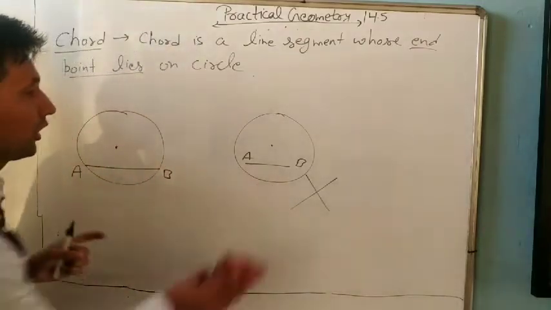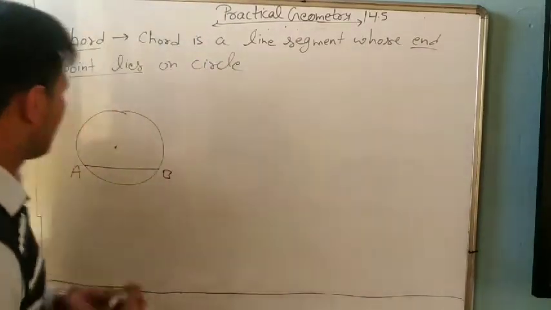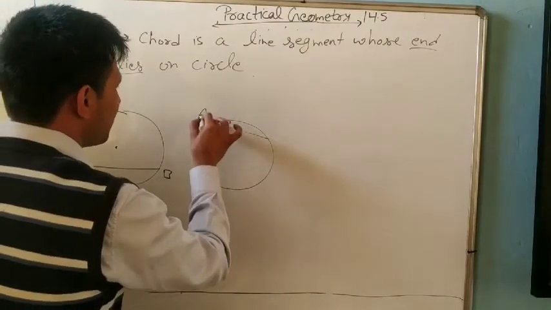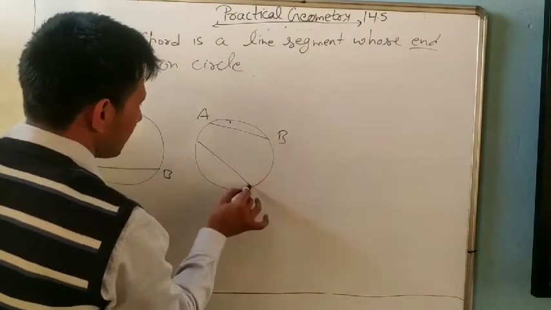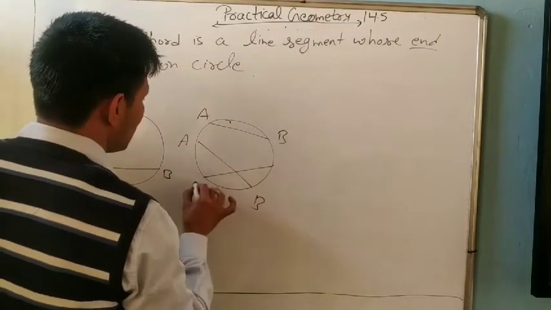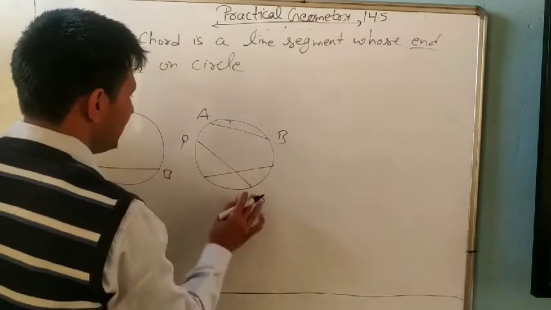So endpoint not on circle. Again one more circle I am drawing. Look at it, so it is also AB chord. It is also AB chord. It is also PQ, you can write.